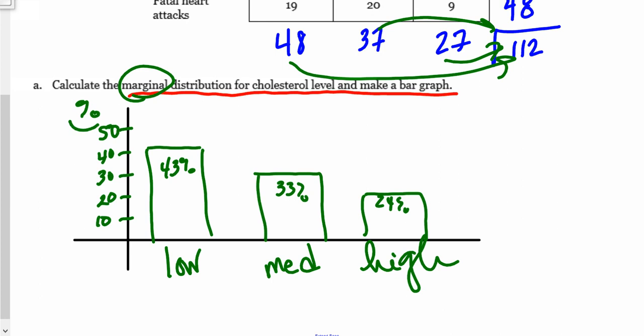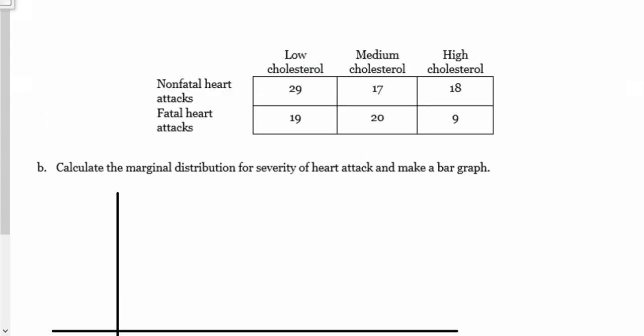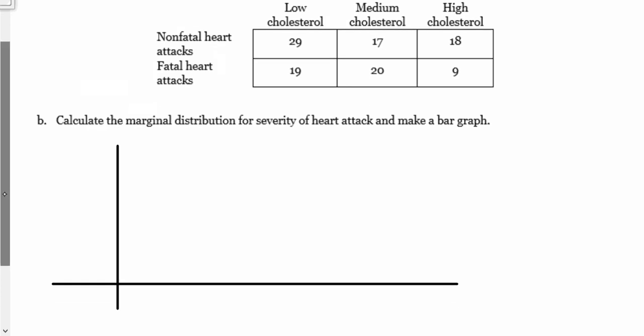I did label that those were percents, and then I just showed each of those groups. Now, that's a fine bar graph, but it only graphs one of the variables, right? It only graphs cholesterol. I could do the same for heart attack status, okay? So let's think about how that's going to be similar versus different. In this data, since it's the same data, I'm still going to have a total of 112 men.